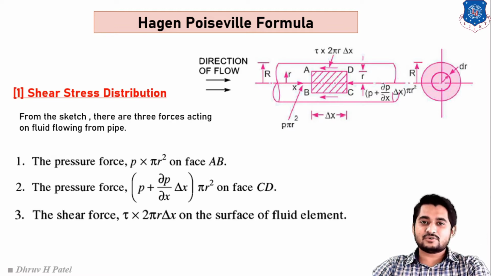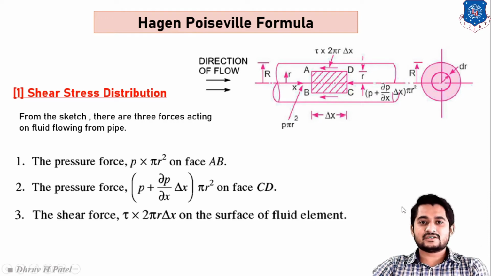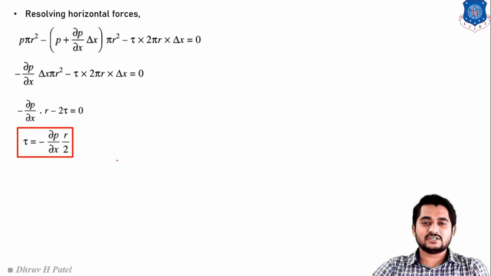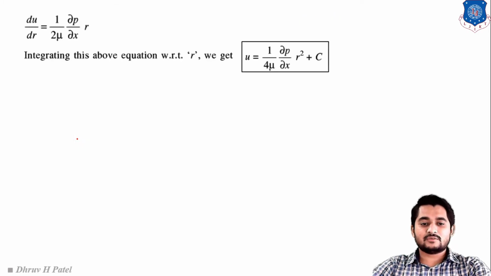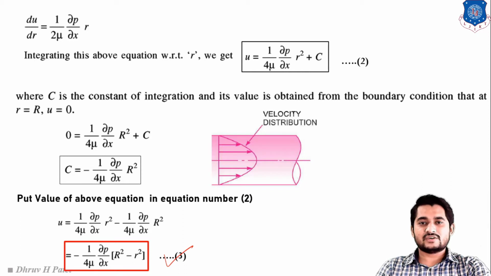In our last lecture, we have derived the equation for the Hagen-Poiseuille formula. For the Hagen-Poiseuille formula, we have derived the first two segments. Our first segment was shear stress distribution. For that, we have to remember shear stress tau is equal to minus del P by del X, small r by 2. If you want to find velocity distribution, then we have to remember velocity u is equal to minus 1 by 4 mu del P by del X, capital R square minus small r square. Those were our two topics from the Hagen-Poiseuille equation.